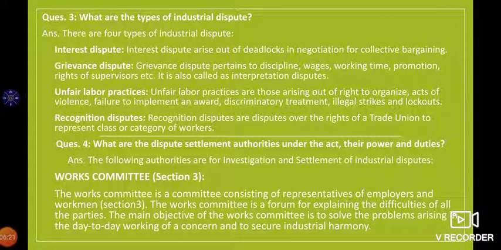Okay, now let's move further. What are the types of industrial dispute? There are four types of industrial dispute. Interest dispute: interest disputes arise out of deadlocks in negotiation for collective bargaining. So it is primarily for collective bargaining, right? It arises because of deadlocks and a standoff in negotiation for collective bargaining. If there is any negotiation for collective bargaining and there is a deadlock, that is called an industrial dispute.